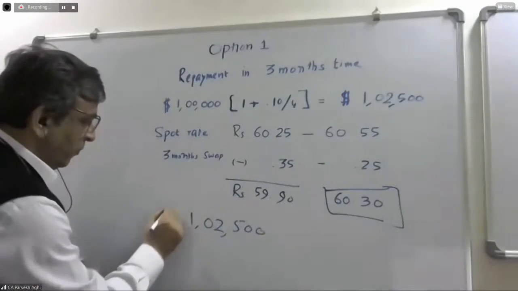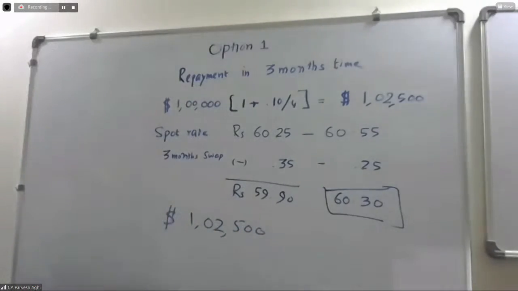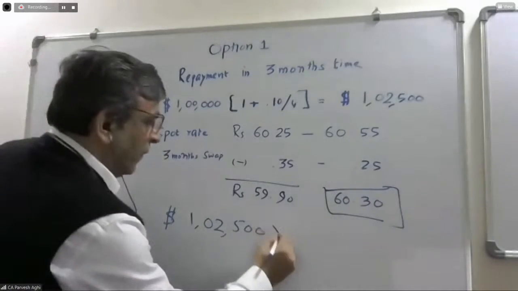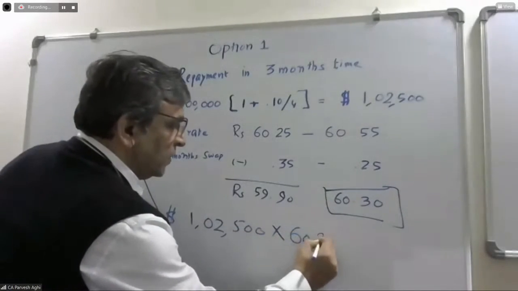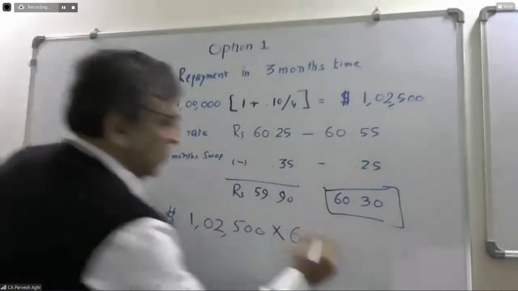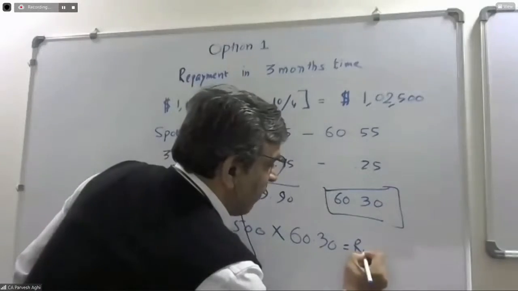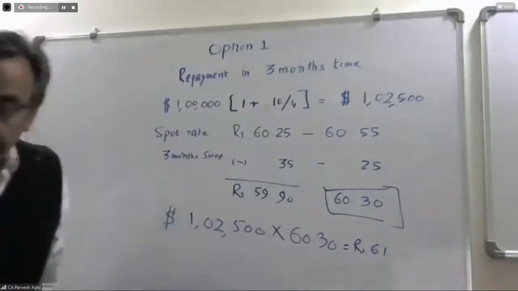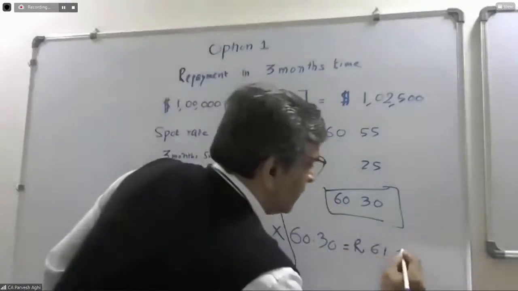So $1,02,500 multiplied by 60.30. This is going to be his total outflow, which is rupees 61,80,750.